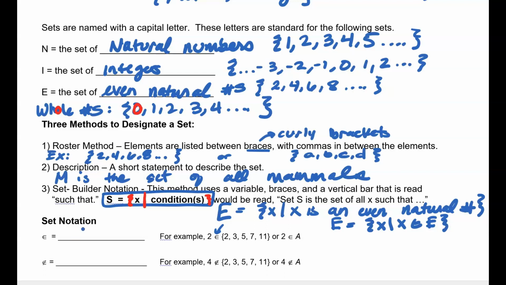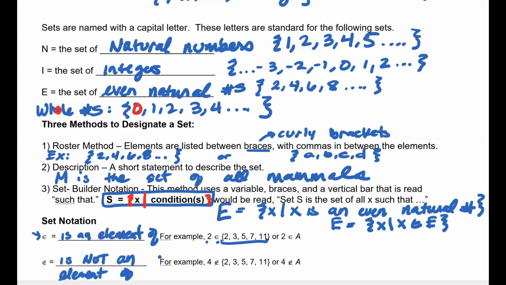Okay, so let's go down and talk about the notation. This symbol right here means is an element of. So for example, we read this as 2 is an element of this set, or 2 is an element of A, which would be what we would call the whole set. When you have the symbol with the line through it, that stands for is not an element of. So for example, 4 is not an element of the set 2, 3, 5, 7, or 11 because it's just not included in that set.